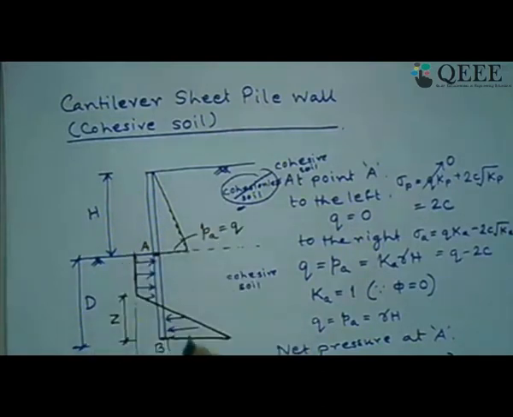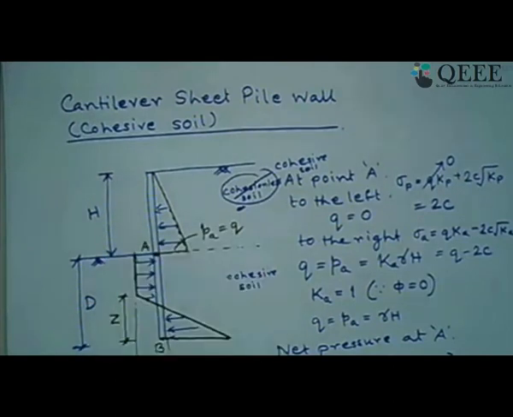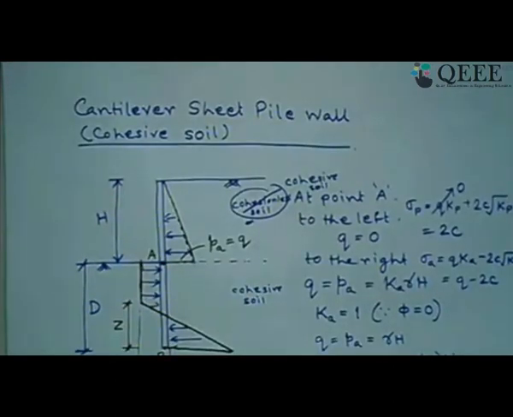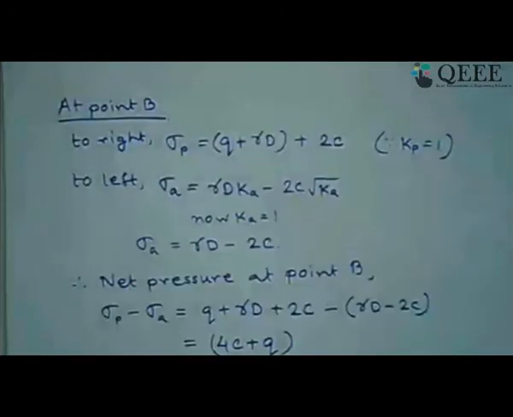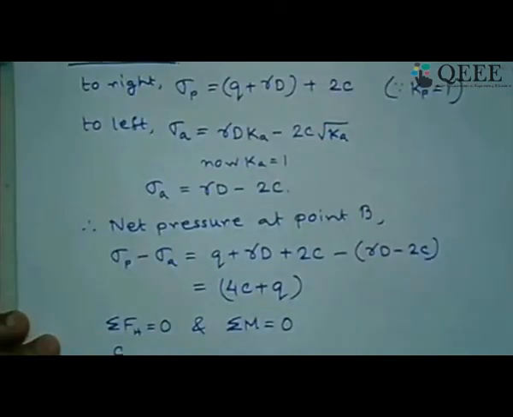On the sheet pile wall. Now the rest of the steps are similar to what we did previously: you find that finally the sum of Fh equals 0 and the sum of moments of all these forces equals 0. In this case, we generally define the ratio C by Q as the stability number.